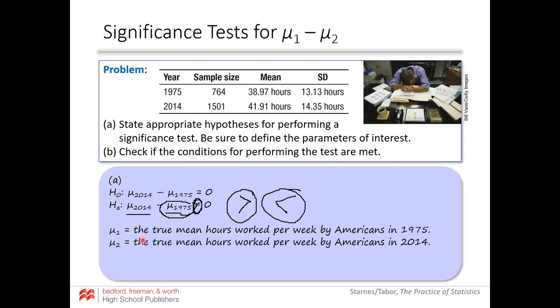You're literally just writing "the true mean hours worked per week," and then just make sure you label the right one, right? So our mu1 in this case, or mu 2014, is the amount that they worked in 2014, and then mu 1975 is the amount they worked in 1975. You don't have to use 2014 and 1975. You could have used 1 and 2 like it did, but they have it labeled incorrectly there.